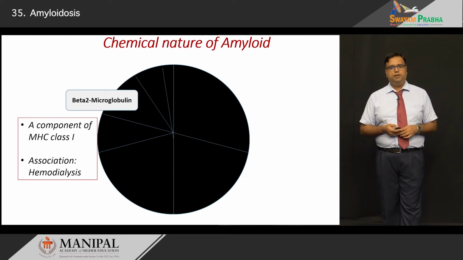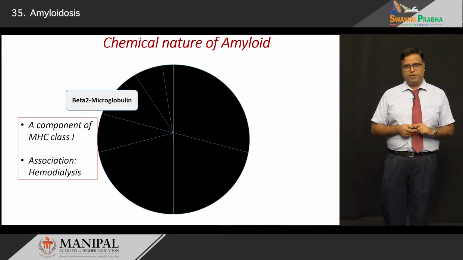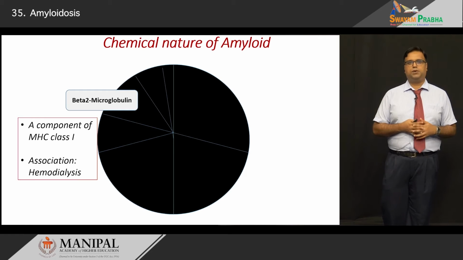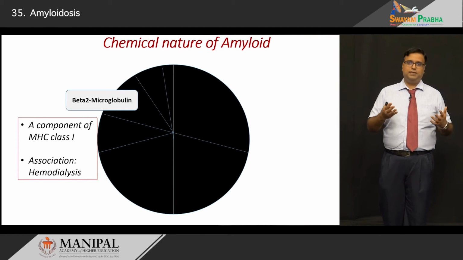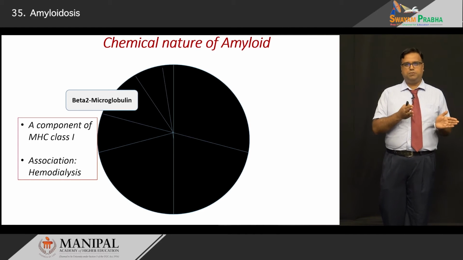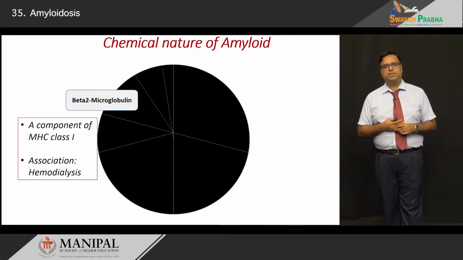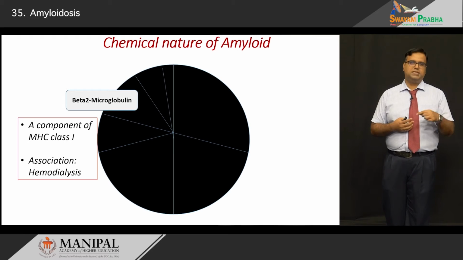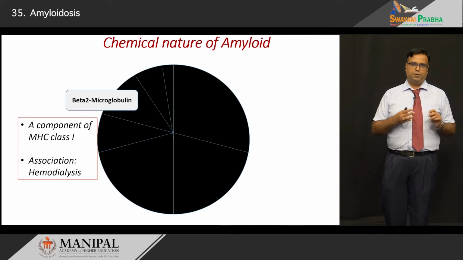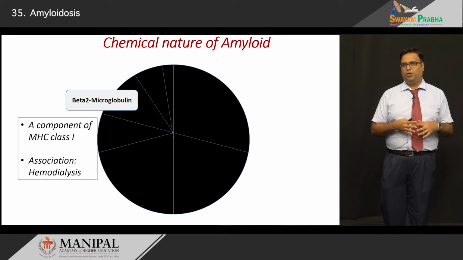Beta 2 microglobulin: our understanding of this comes from a long association with hemodialysis. Patients with chronic renal failure have to resort to hemodialysis, and earlier the filters that were used never used to allow this molecule to pass, so it would accumulate. But now, of course, those technologies have changed, though our understanding initially comes from that aspect. If you hark back to the structure of MHC, we have also seen that it is a component of class 1 MHC, within the receptor structure of it.